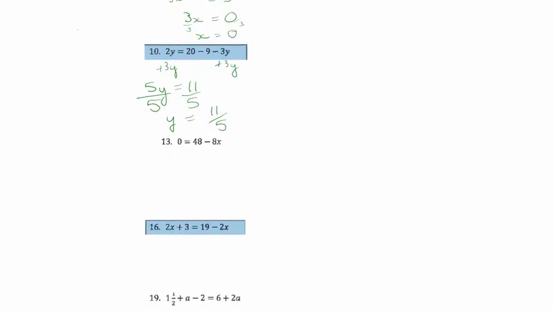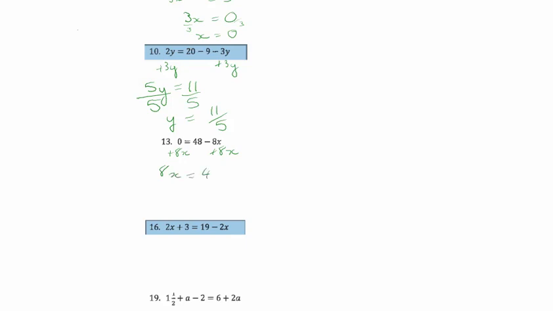This one, 48 minus 8x equals 0, or 0 equals that. It doesn't matter that there's a 0 there, that's okay. We've got to be happy with the 0. We just add 8x to this side, plus 8x. If I added 8x to that side, I add 8x to this side. So 0 plus 8x, and that equals 8x, of course, is equal to 48.